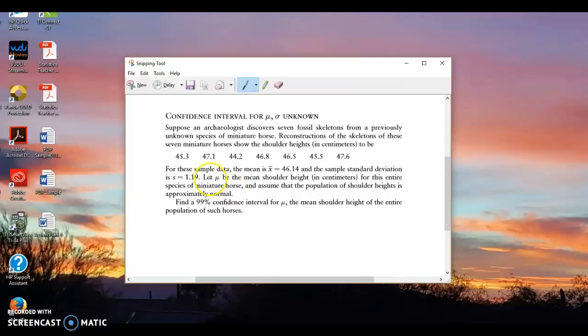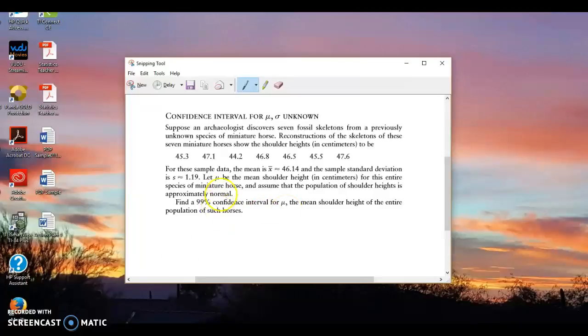7 measurements. For this sample data, the mean, so X bar, is 46.14, and the sample standard deviation is 1.19, and we want to estimate mu right here, which is the mean shoulder height for the entire species of miniature horses, and assume that the population of the shoulder heights is approximately normal, which is a good assumption since they're biological, and these are measurements. Let's see, it wants a 99% confidence interval.